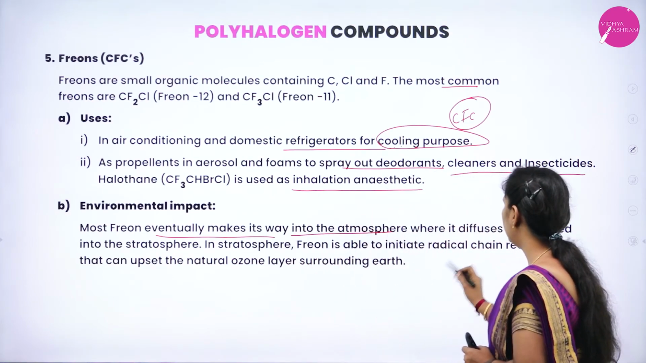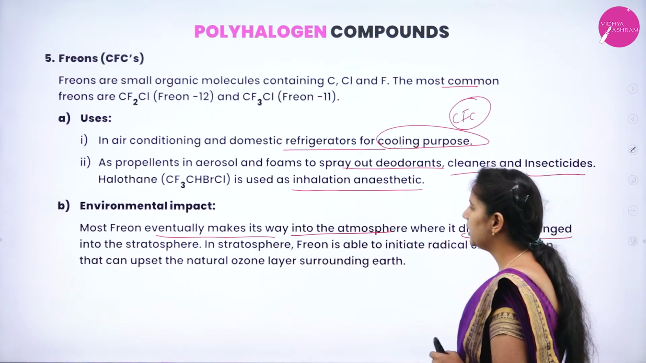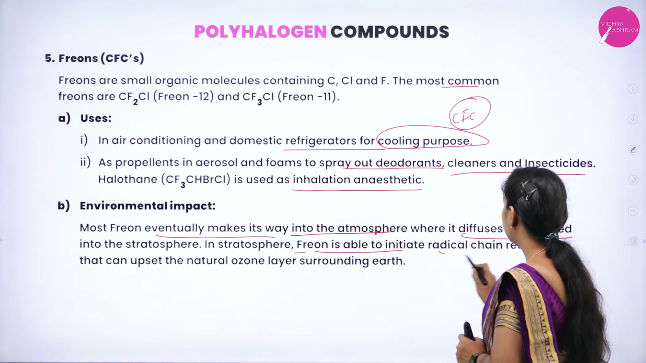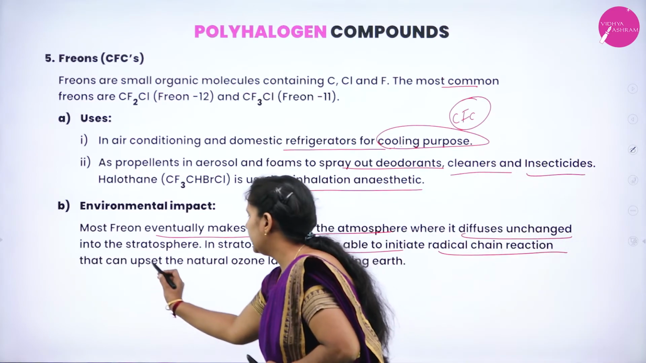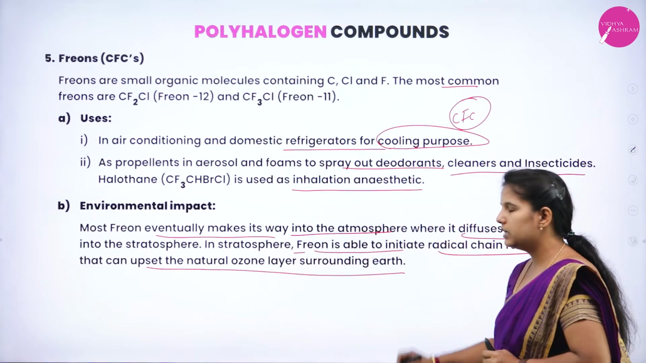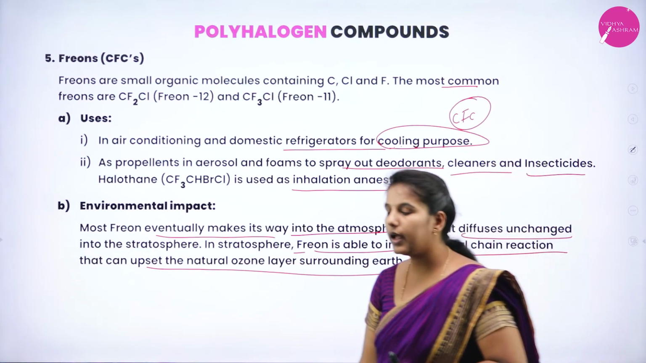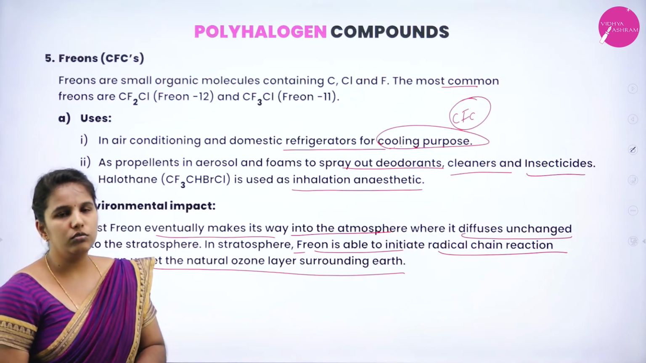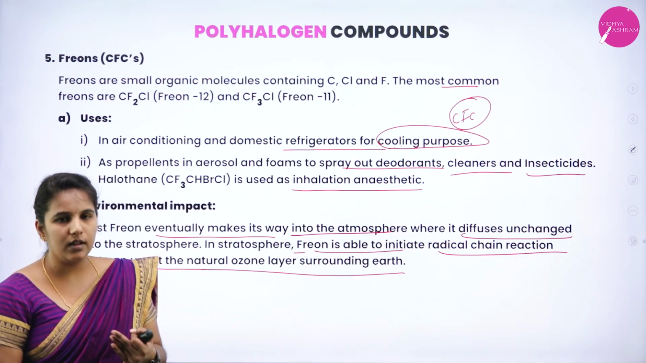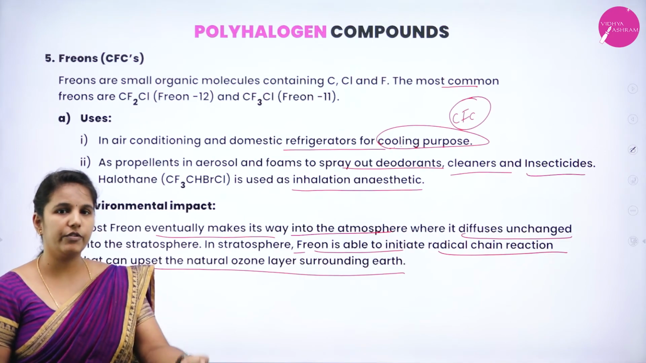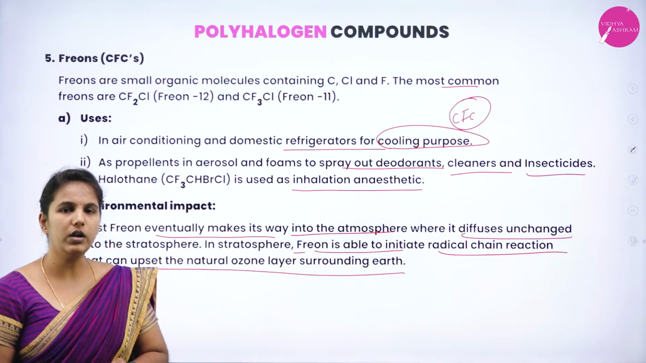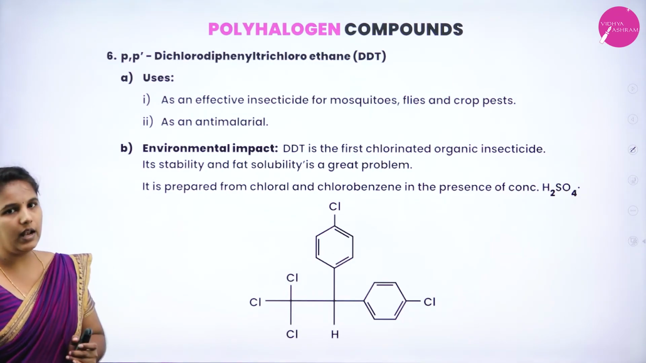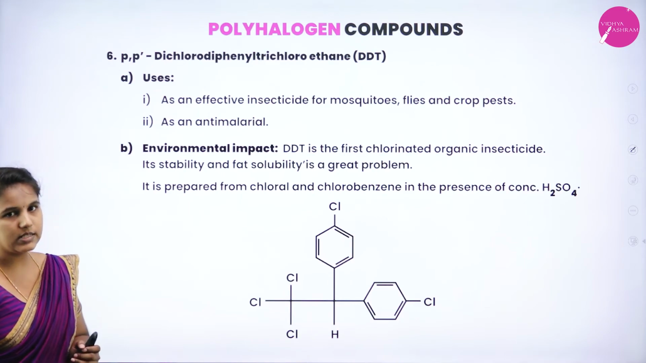Coming to the environmental problem or impact, most of the freons eventually make their way to the atmosphere, where they diffuse unchanged into the stratosphere. In the stratosphere, the freons are able to initiate a radical chain reaction, which can upset the natural ozone layer surrounding the earth. That is what I have already told you, that CFC is not only used as a coolant in the air conditioner as well as in the refrigerator, it mainly affects our ozone layer, thereby it causes what? Global warming.